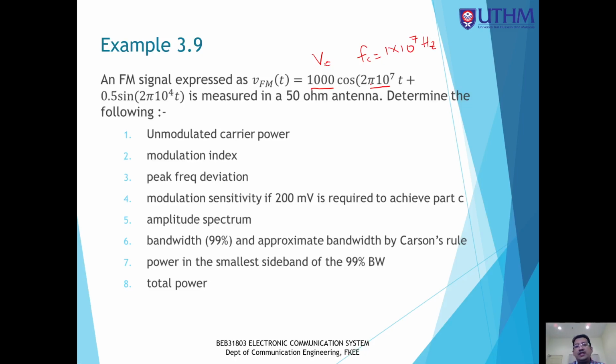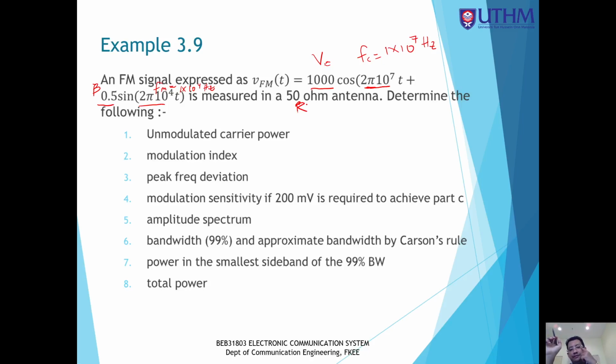Okay, because this is actually 2 pi F. And then we have another parameter which is 0.5. So this is actually the modulation index. And another parameter is 2 pi 10 power of 4, which means this is actually the modulating signal, which is 1 times 10 power of 4 hertz. Okay, or we can say that this is 10 kilohertz. And you are given R over here. R is 50 ohm in the antenna.